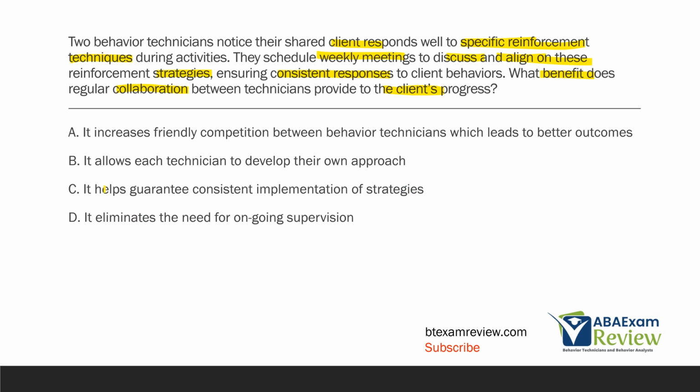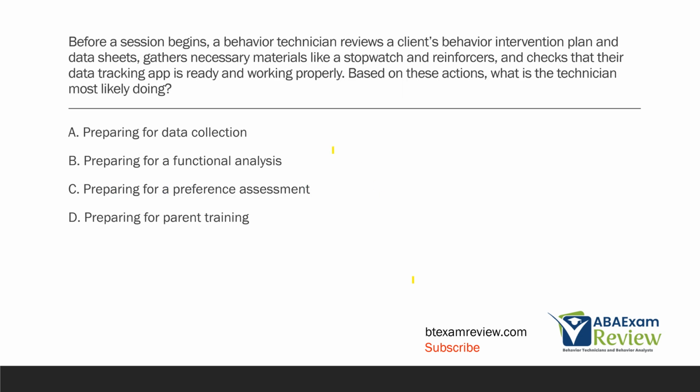Yes, right? It helps to ensure that we're going to implement our strategies consistently across all the technicians. And then D, it eliminates the need for ongoing supervision. Well, of course not. We always want ongoing supervision. You should seek out supervision. You want supervision. You want feedback. So eliminating supervision is never the goal. The benefit here is that it's going to help guarantee consistent implementation of strategies.